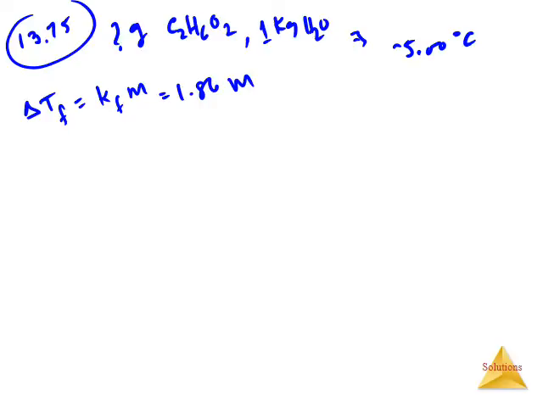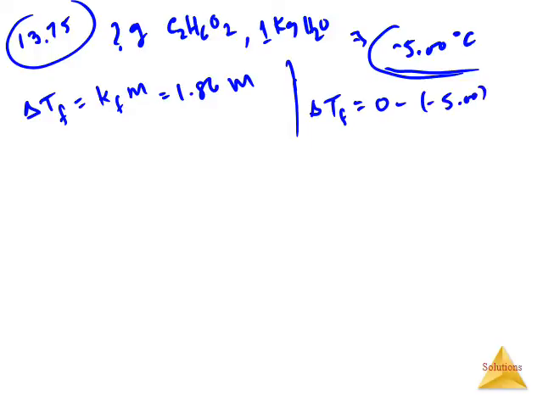Now they gave you the freezing point, which is minus 5 degrees. Now keep something in mind, that delta TF is the depression. Delta TF would be given by how much it was depressed. So normal freezing point is 0 degrees centigrade for pure water, and it's depressed by this quantity, so it'd be minus 5.00. So that gives me 5.